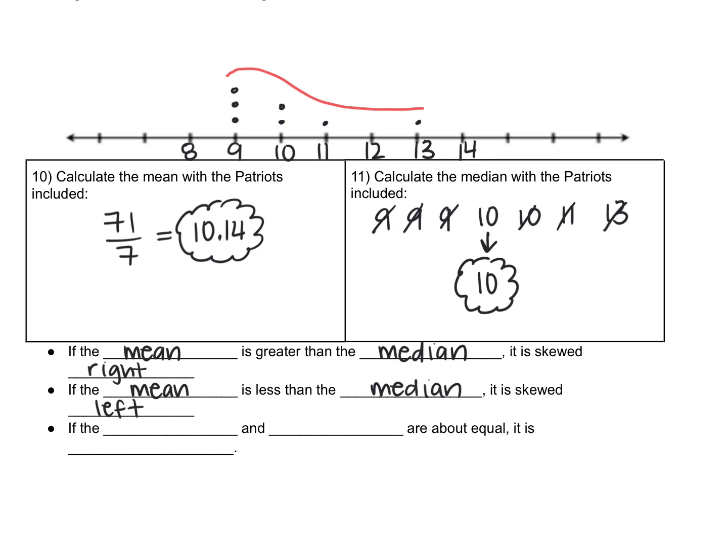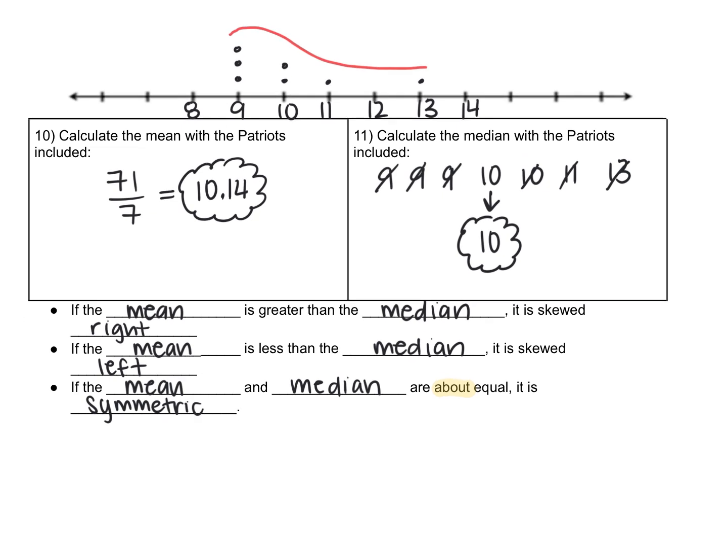And then the last one is if the mean and the median are about equal. The important term here is about equal. They don't necessarily have to be exactly the same, but they're going to be really, really close, like our first example, 9.5 and 9.67, very close mean and median. We say that that distribution is symmetric, which is kind of like your bell curve.